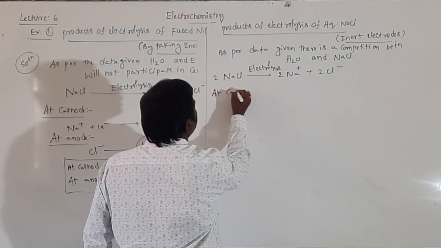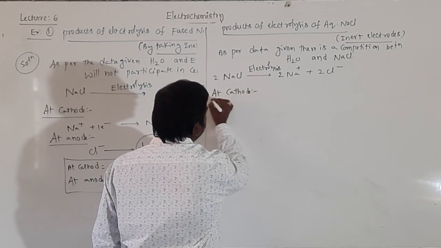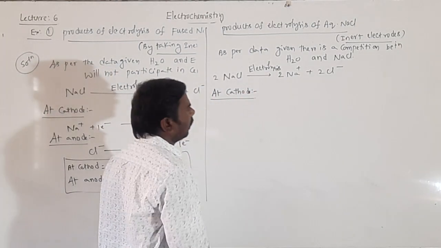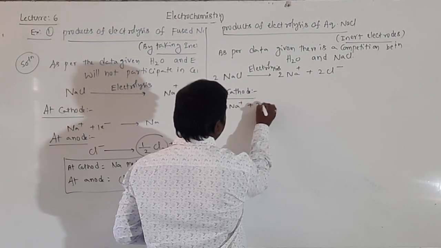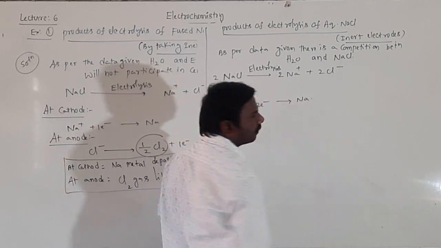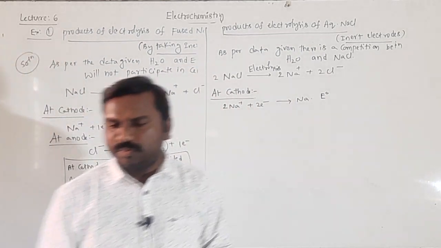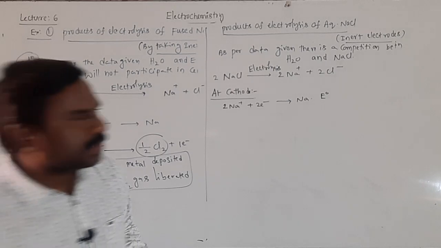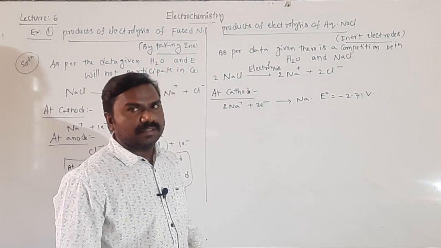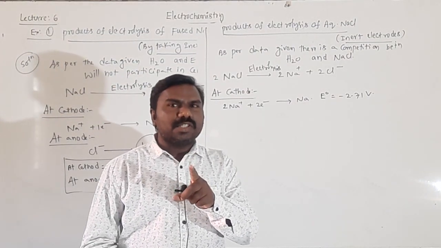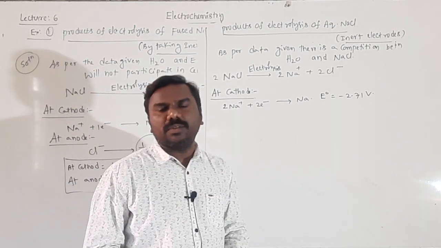First of all, I would like to take the cathode. What kind of reaction is taking place? 2 Na plus gain 2 electrons, then form sodium metal. For this, the E naught value, the standard reduction potential, is minus 2.71 volts. SRP values are required. At the same time, one more reaction is possible. There is a competition with water.